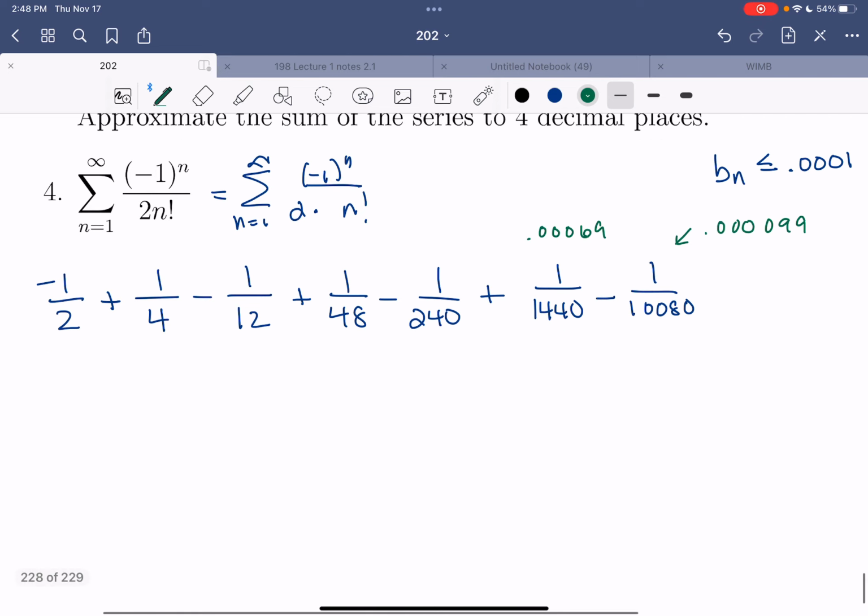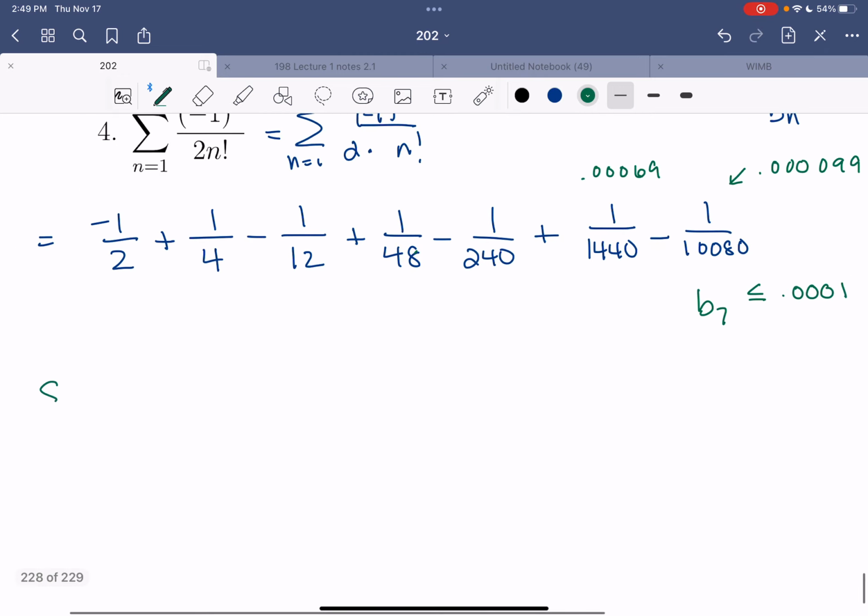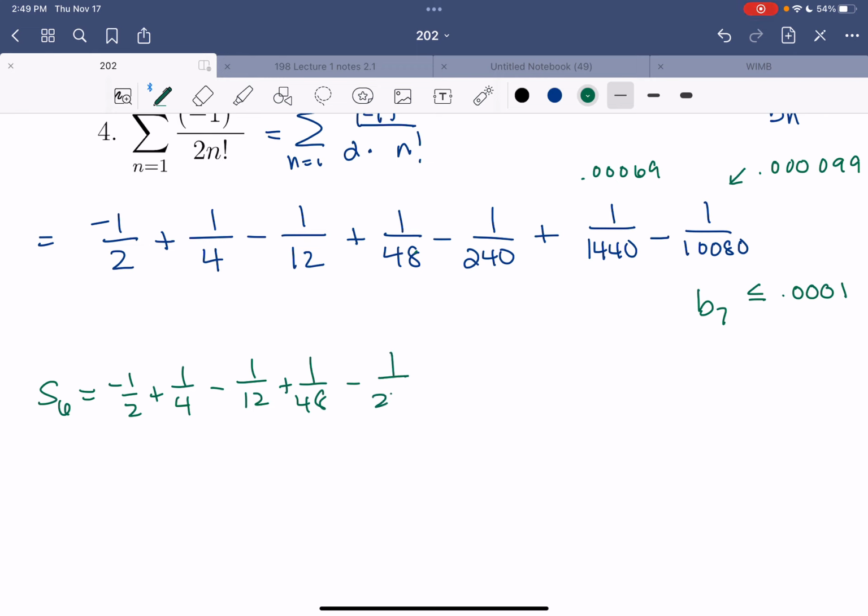So we can say that 1, 2, 3, 4, 5, 6, 7. So B7 is less than or equal to 0.00001. Nope, 0.0001. And so then S6 is what will give me an estimate. So I'm just taking the first 6. So that's negative 1/2 plus 1/4 minus 1/12 plus 1 over 48 minus 1 over 240 plus 1 over 1440. And I can stop there with those 6 terms. So let's see what that comes out to be.